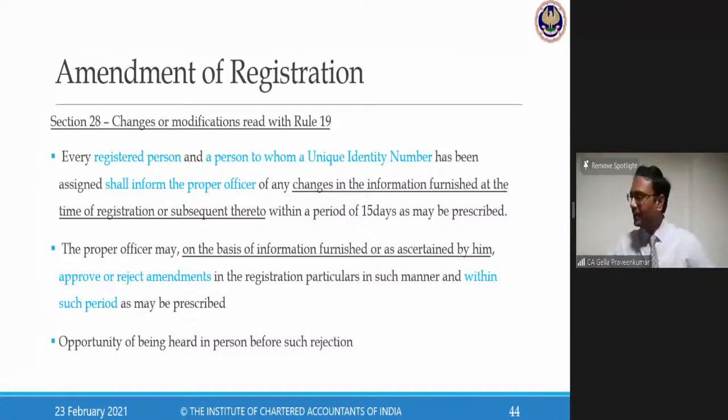Please keep in mind, whatever changes I do, there's a government officer who is watching all your activities. You make an application for registration, he'll grant you. After that, I do some corrections on the GST portal. Those corrections either will be accepted or will be rejected by a proper officer.